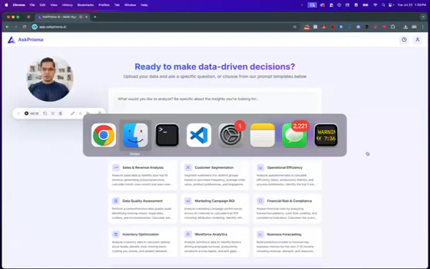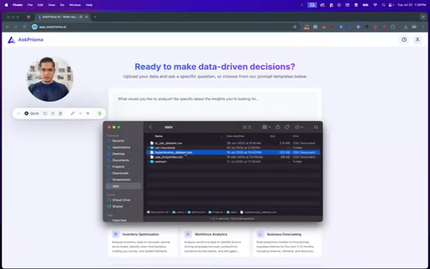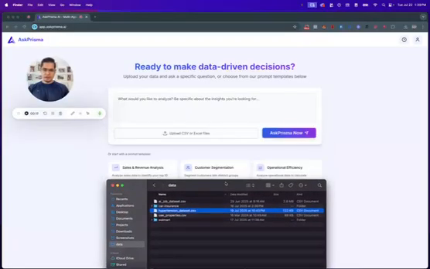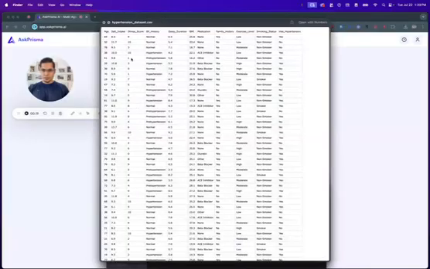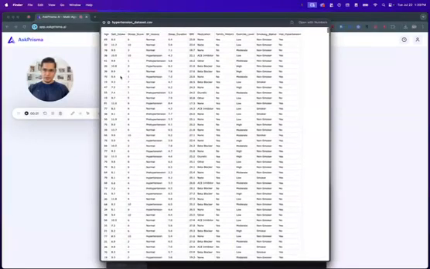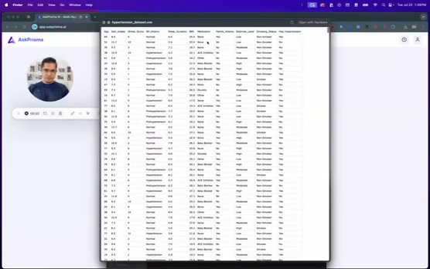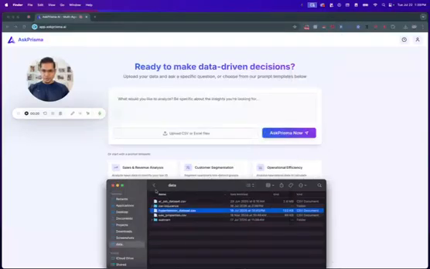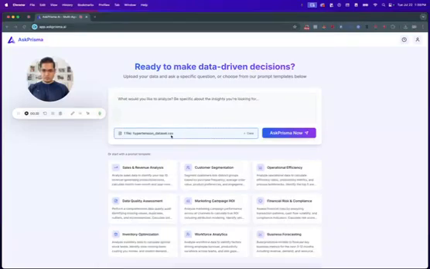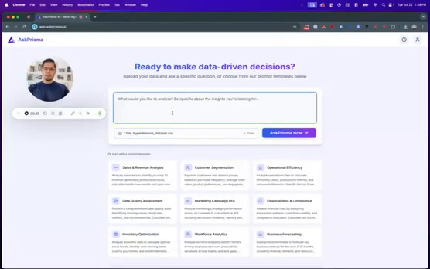Today, we have a very interesting data set. This is the hypertension data set from Kaggle. It has quite a few interesting fields: age, different factors, and also whether the person eventually had hypertension or not. Let's explore some insights from this data.